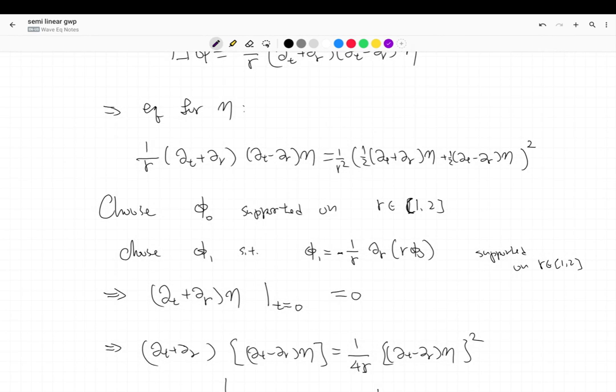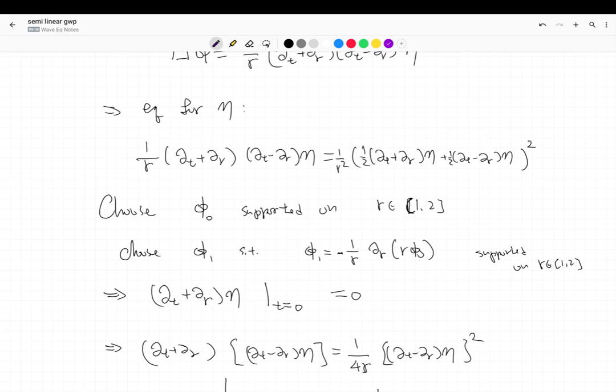Why do I write it in this funny way using dt plus dr and dt minus dr? The reason is that if I write it this way, I can choose well-supported initial data to make one of the two terms go to 0. So for my initial data, I choose an arbitrary phi naught supported on the annulus where r is between 1 and 2. Now I'm going to choose my phi 1 in a funny way: phi 1 is equal to minus 1 over r times the radial derivative of r phi naught. That can be done.